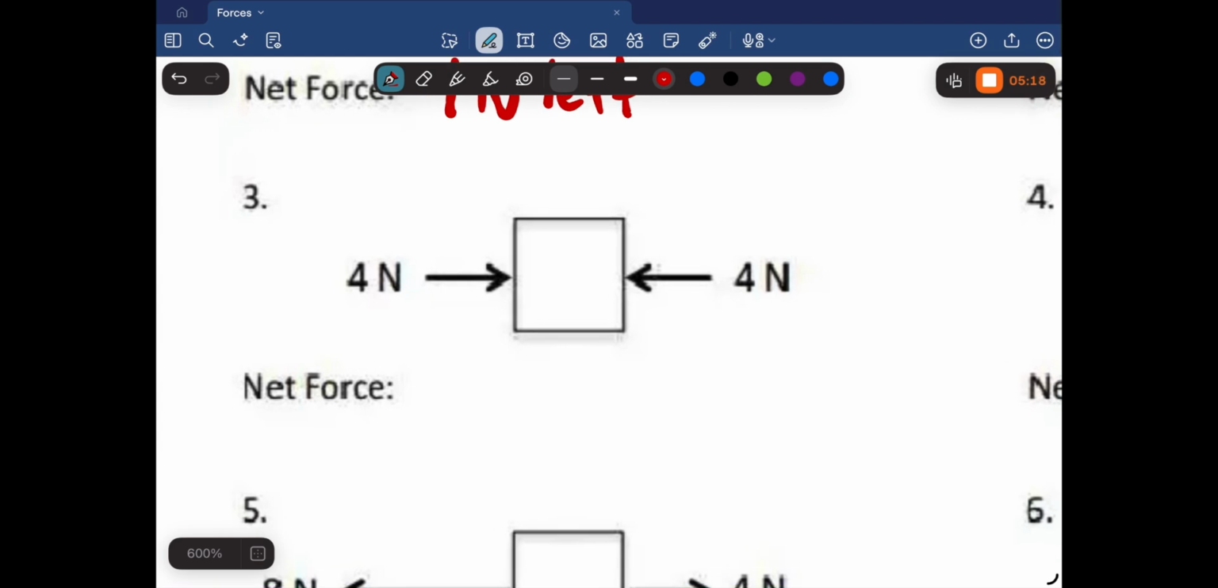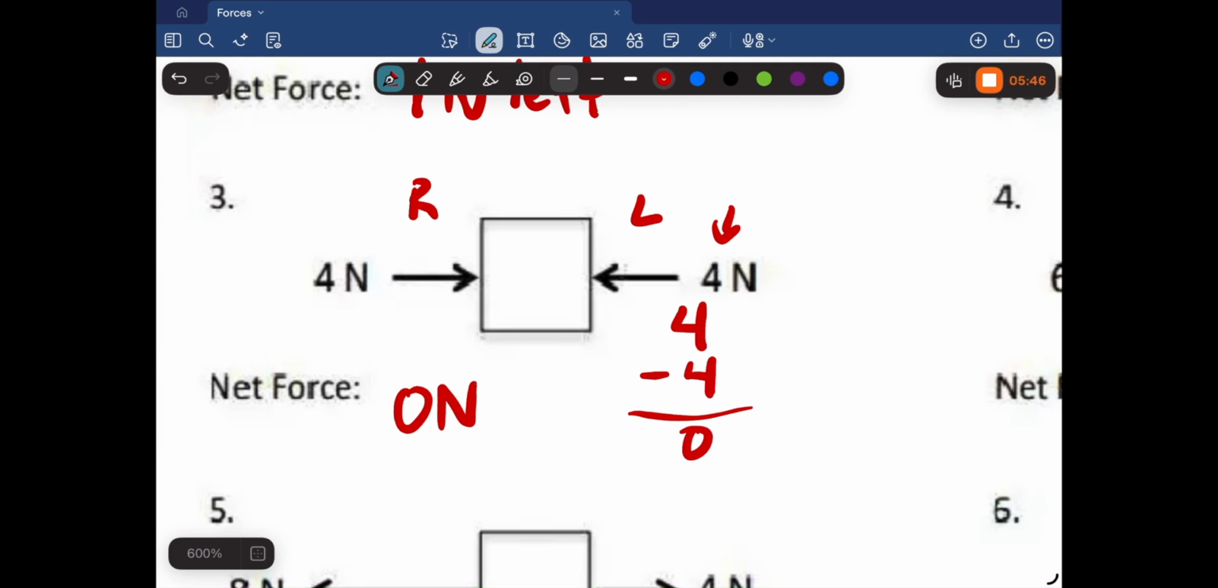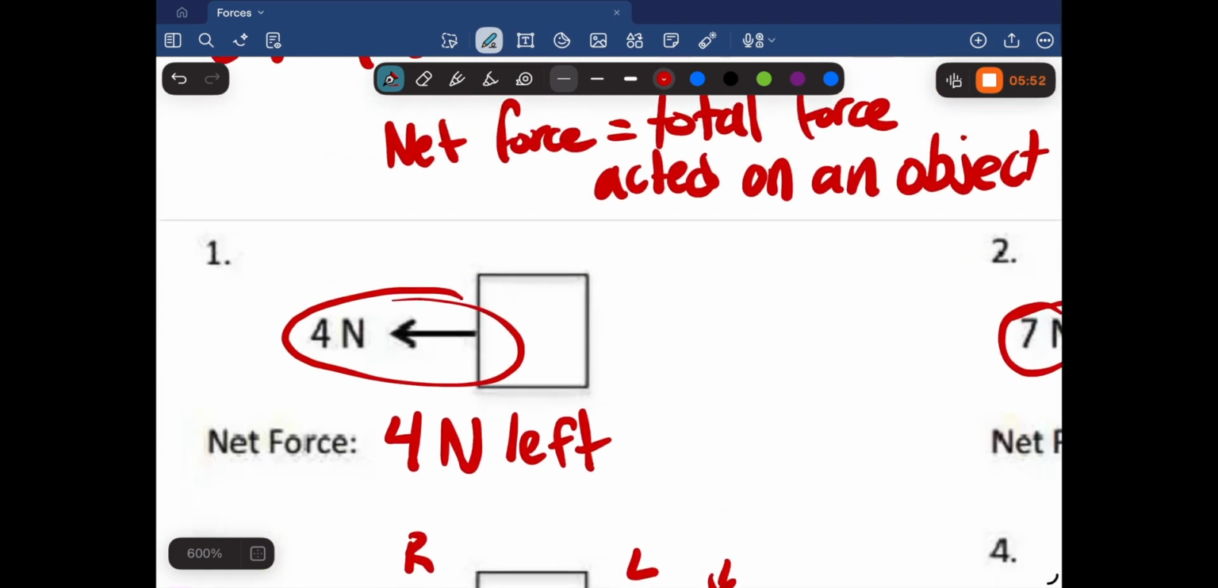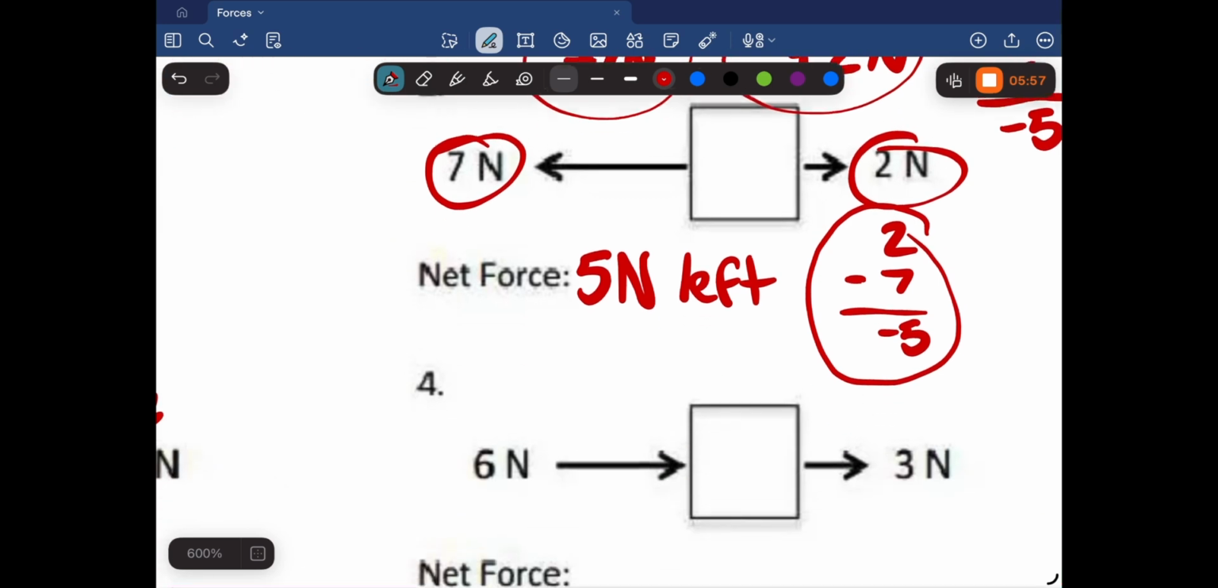Maybe this will help. So, we have 4N, and it's going to the right. We have 4N over here, and it is going to the left. So 4N going to the right, 4N going to the left. We can do 4 minus 4. That equals 0. Now we need to include our units. 0N. And since it's 0, that means it is not going to be moving in any direction, or it is balanced. If it is moving, like number 1 and number 2, that means it is unbalanced.